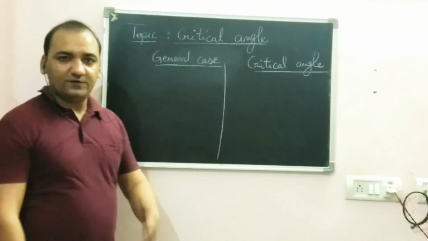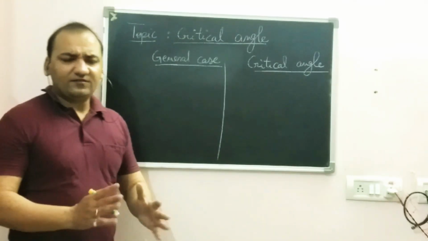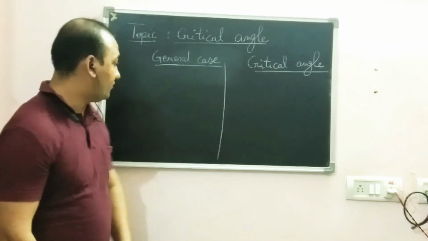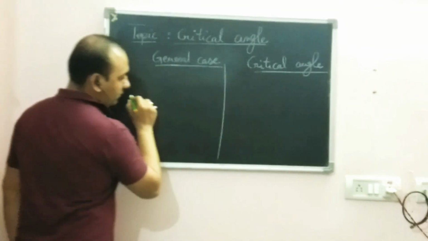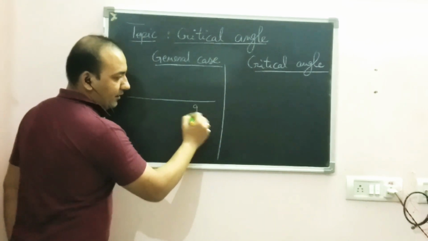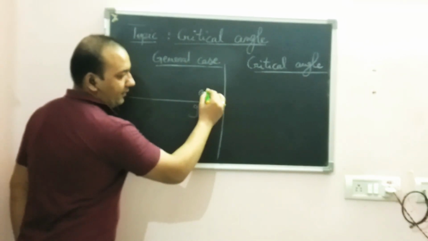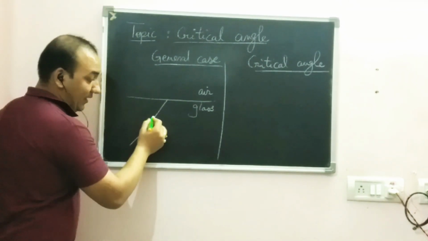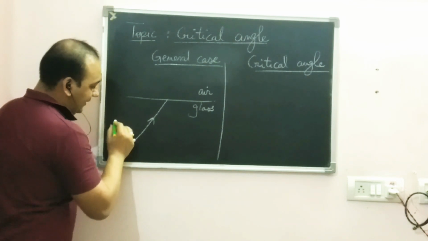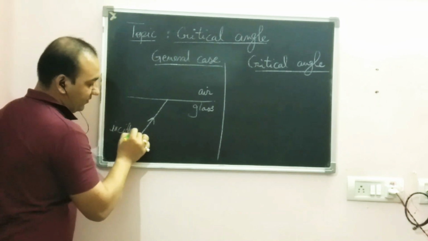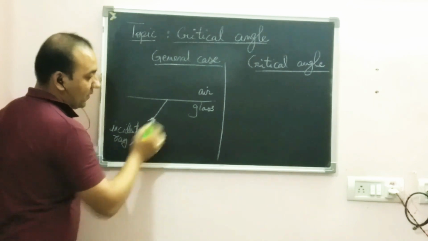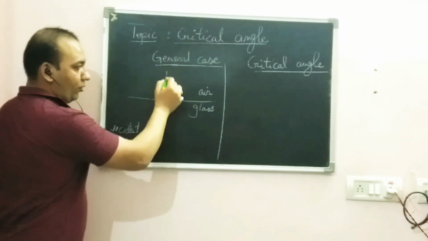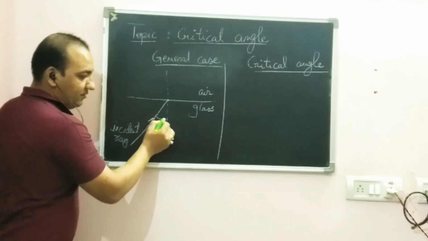Alright, so our first topic, that is critical angle. Let's understand what exactly a critical angle is and how it actually comes up to implementation. So see, generally what happens, suppose we have here glass and air, and we've got a ray of light which passes from glass to air obliquely or slantly. So this is called the incident ray. At this point of intersection, or the point of incidence, we draw a normal.